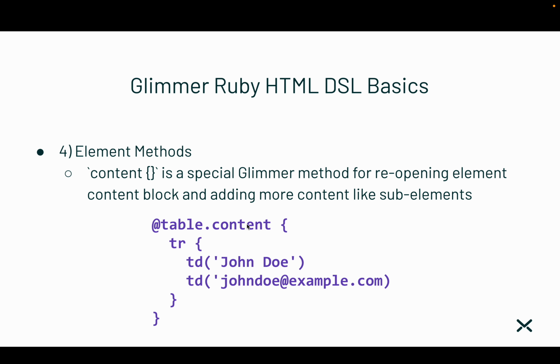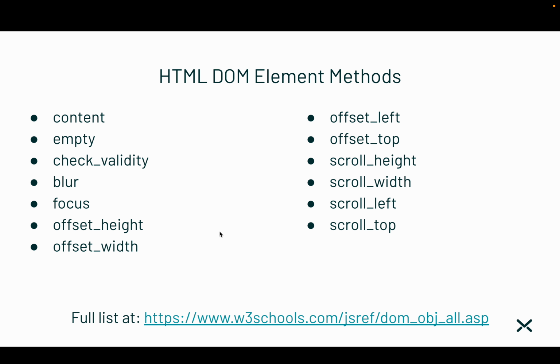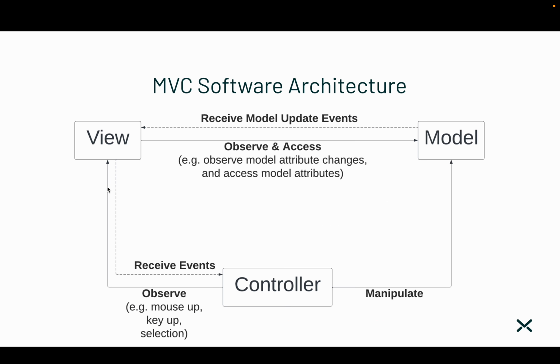Some elements have extra methods that Glimmer adds, like content. Like I can reopen the content of any element and add more stuff inside it. This is kind of like open classes in Ruby, but this is open content on elements in Glimmer. So yeah, any methods that are available on elements are available in Glimmer. So let's go into more advanced stuff.